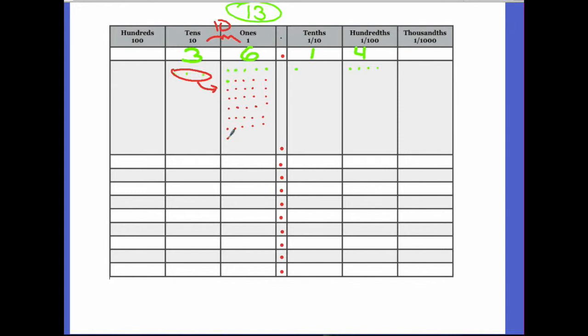What number am I dividing by? What's my divisor? Madison, what is it? 13. So how many dots am I going to circle at a time? You know? Yep. Bingo. Good job. So I'm going to go up here.